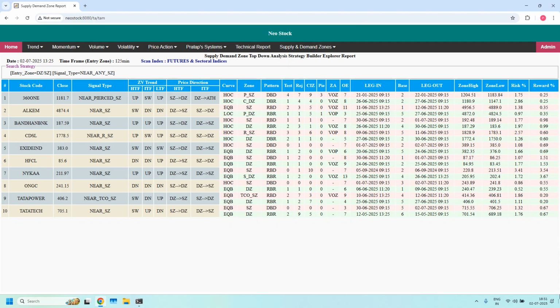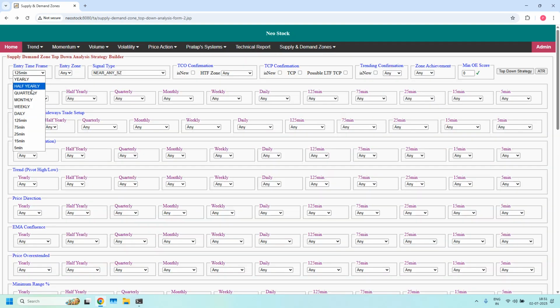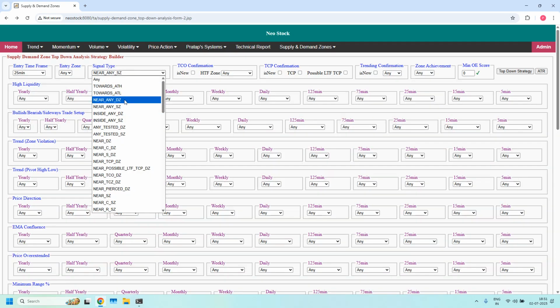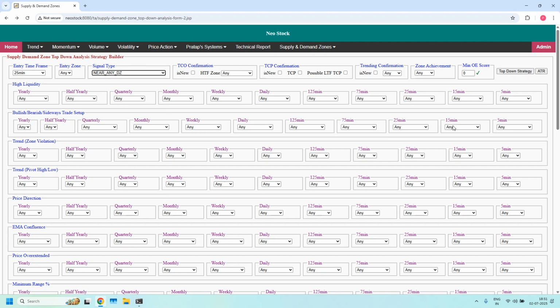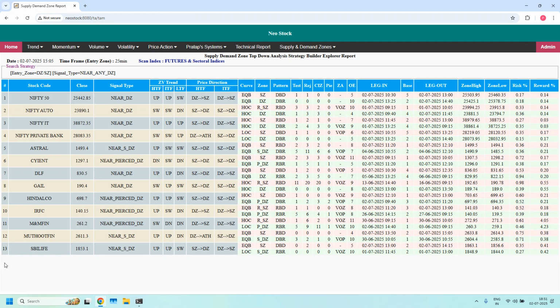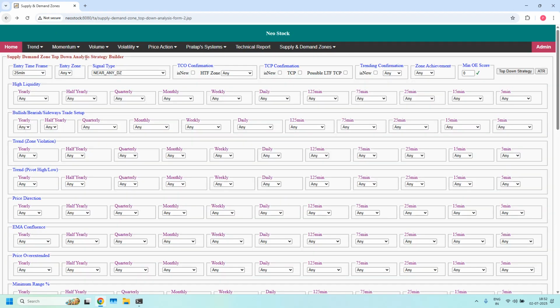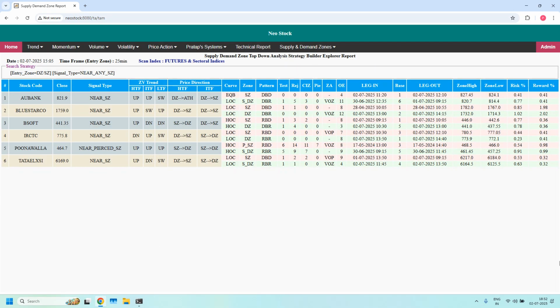Next time frame is 75 minutes. That is also generated in the beginning of the report. So the next time frame is 25 minutes. Stocks near to the 25 minutes demand zone, we got 13 stocks. Next, stocks near to the 25 minutes supply zone, we got 6 stocks.